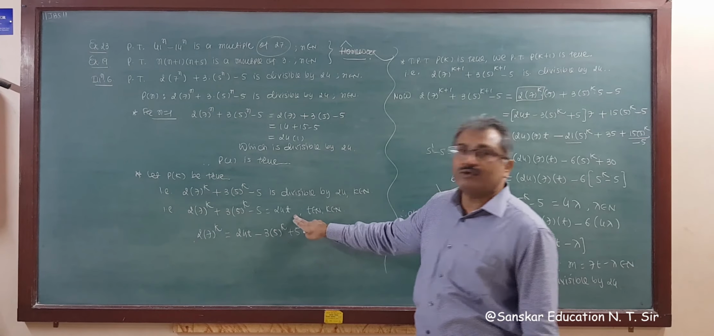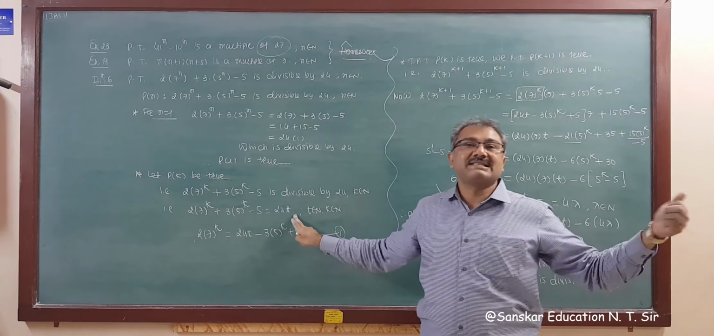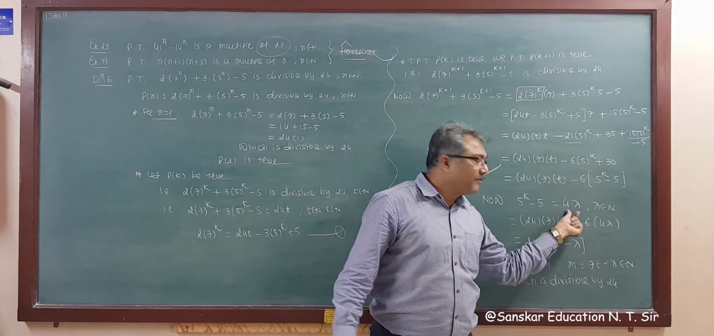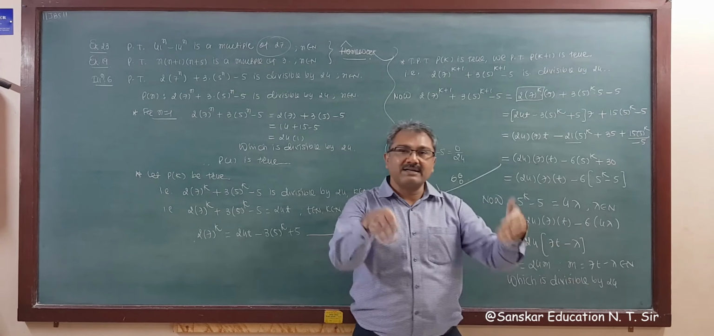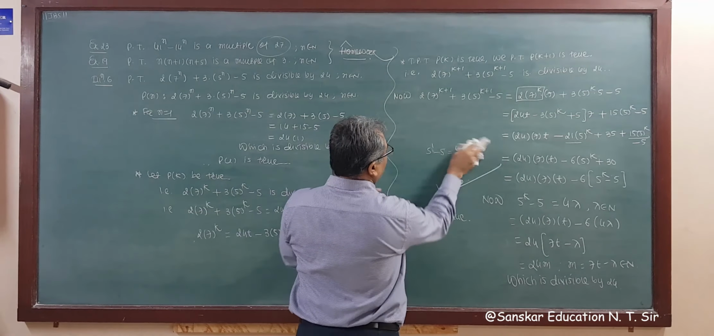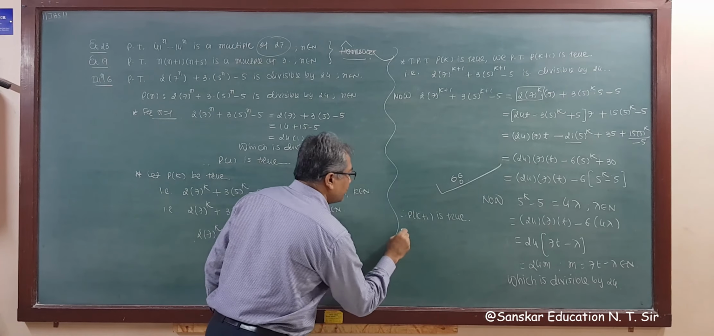Suppose, see here, this is divisible by 24, then what do we write? This is equal to 24 into t. So this is divisible by 4, so I am writing 4 into lambda. Substitute that and get 24 common. You will get your answer, right? So this is P(k plus 1) is true.